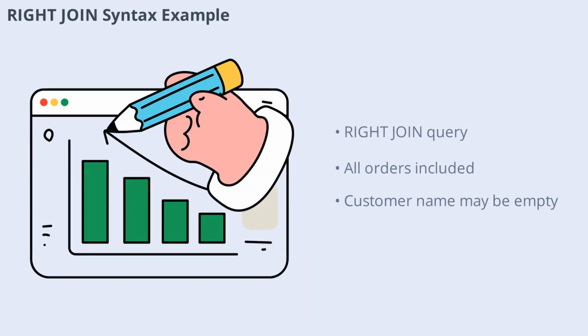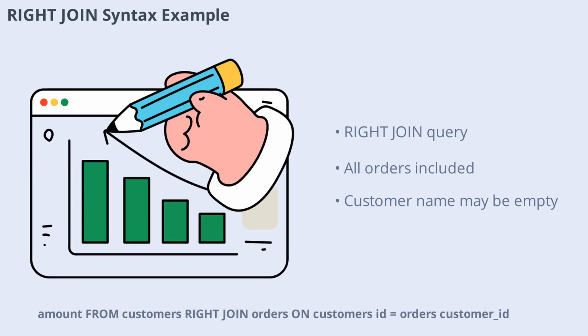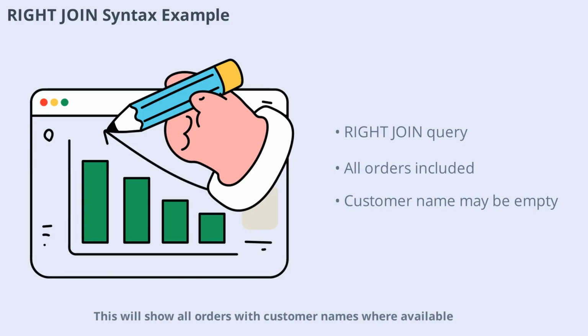A right join query might look like: SELECT customers.name, orders.amount FROM customers RIGHT JOIN orders ON customers.id = orders.customer_id. This will show all orders with customer names where available. If an order isn't linked to a customer, the name will be empty. This is helpful for reviewing all transactions.